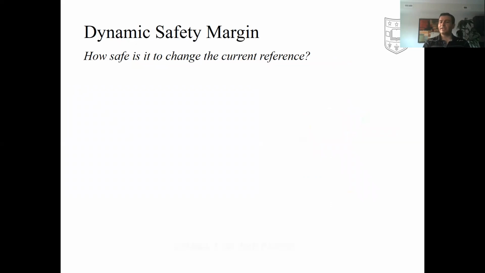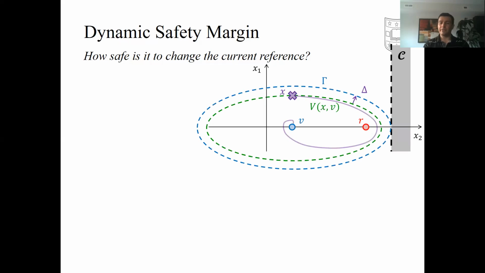Dynamic safety margin, the second component of the ERG framework, gives the answer to the following question: how safe is it to change the current reference? There are several methods to formulate a dynamic safety margin. In this paper, we will use the Lyapunov theory to formulate a dynamic safety margin.